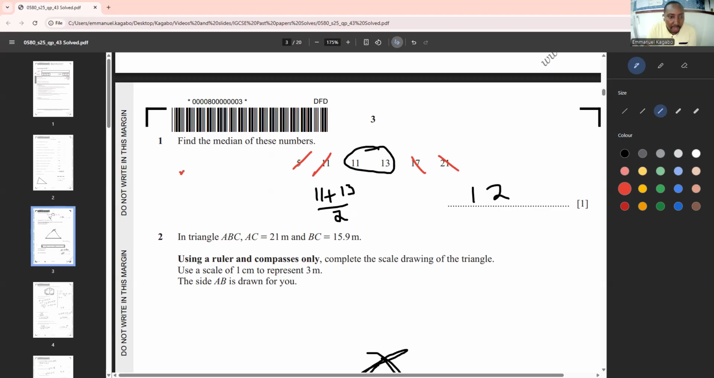You can also go with (n plus 1) over 2, and that also helps you to get the number in the middle. But today, because the numbers are very small, it's better to just cancel. You remain with the numbers in the middle, add and divide by 2 because these are even numbers. If they're odd, you're going to remain with only 1 number.